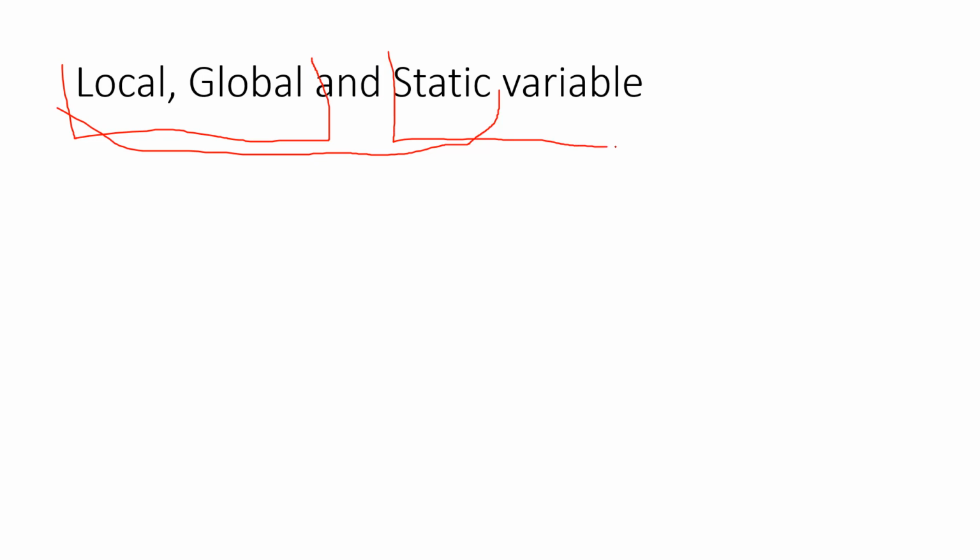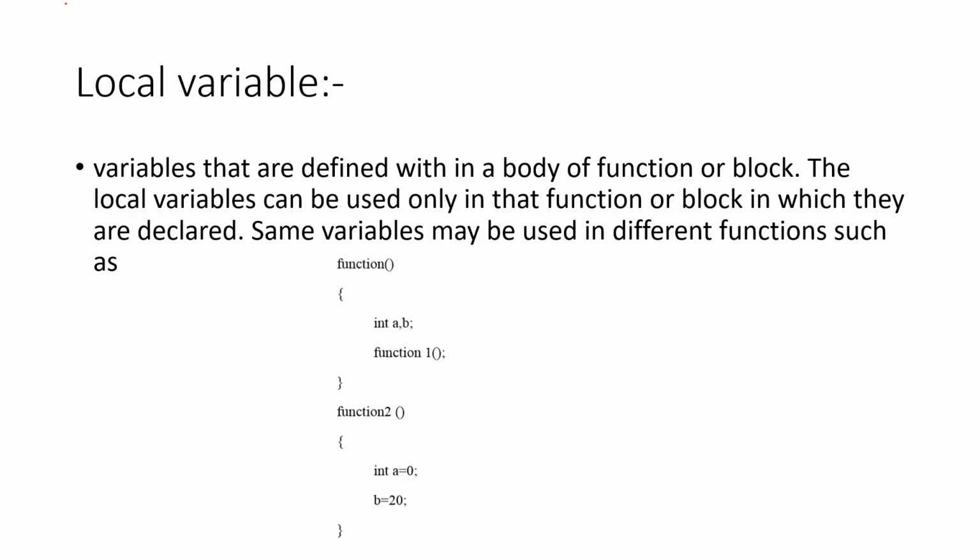Today's topic is variables and storage classes. Now we talk about variables and types of variables. Variables are mainly of two types, but I will give examples of three types. Mainly variables are local variables and global variables. The static type of variable is also used in storage classes. Now we talk about local and global variables.